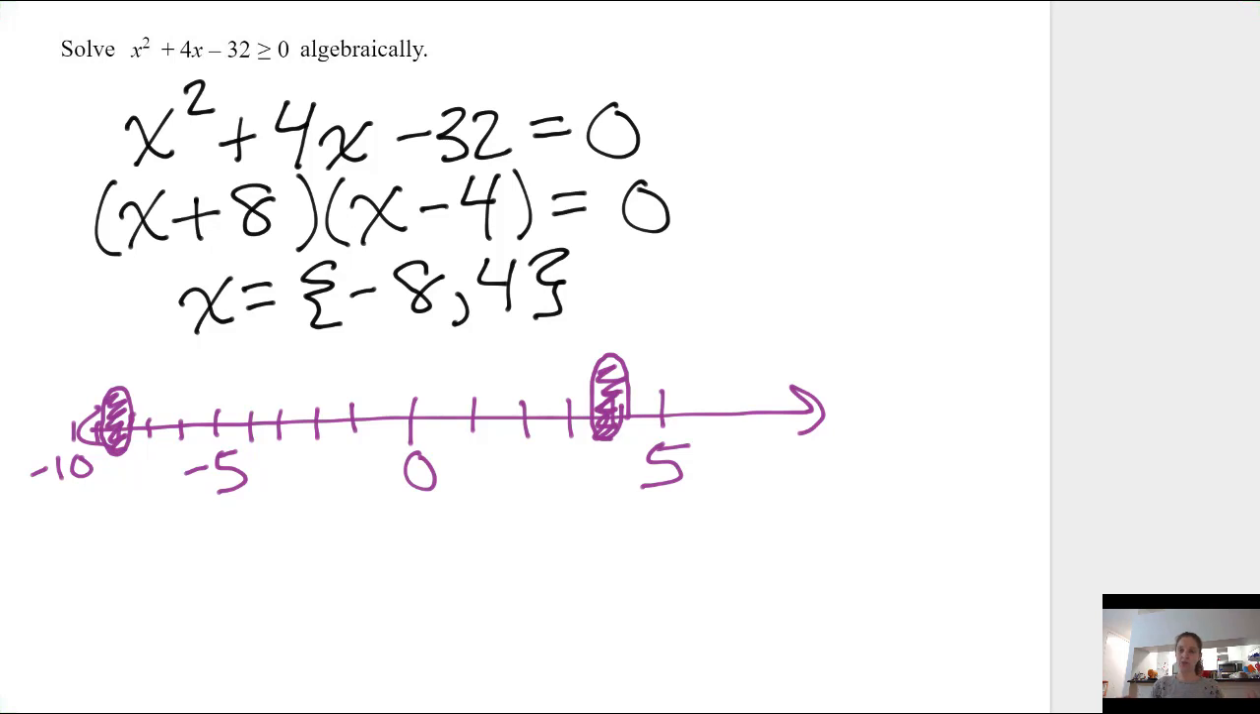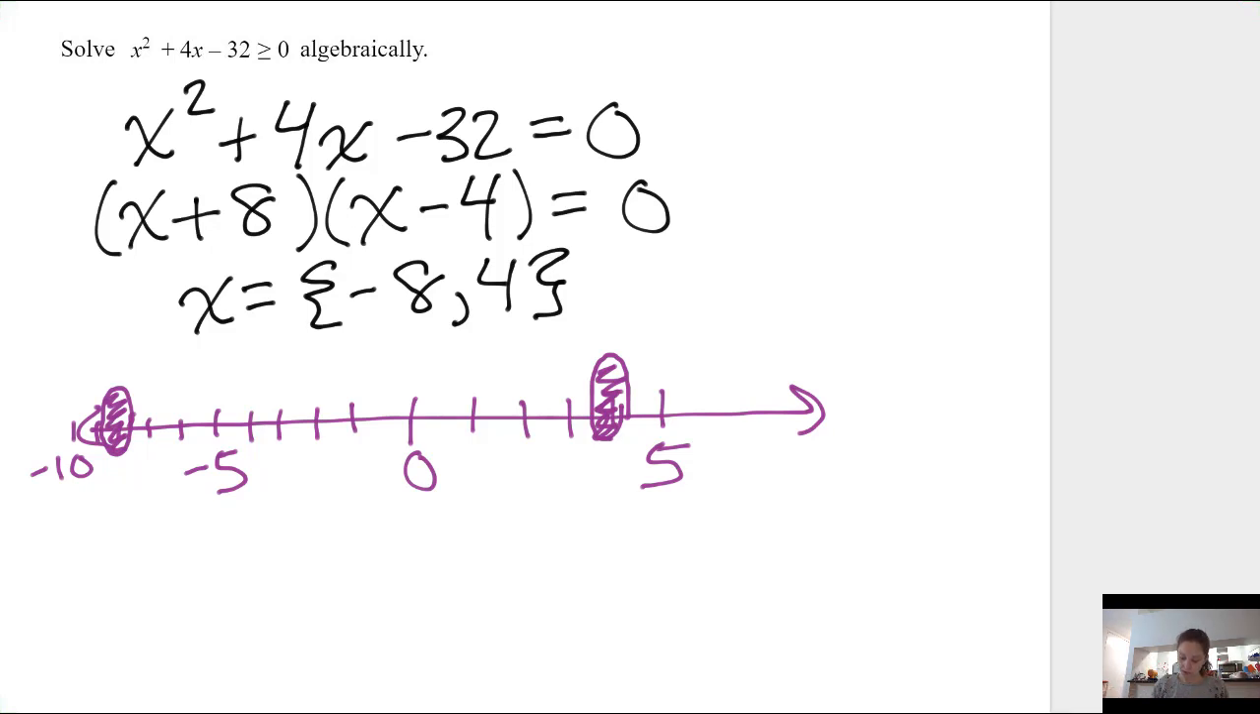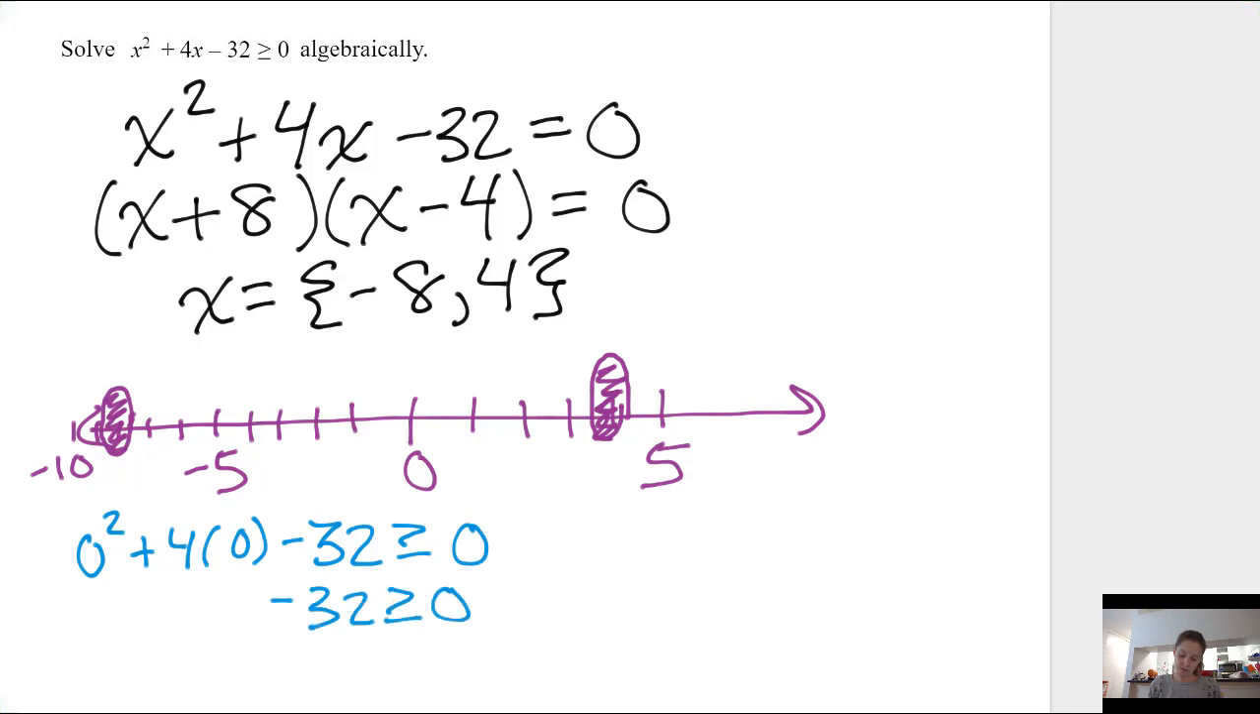Now I'm going to test a point. I love 0, so I'm going to test 0. If 0 is true, I'll know to shade in everywhere between the points, and if 0 is not true, I'll shade the outside parts. So we have 0 squared plus 4 times 0 minus 32, is that greater than or equal to 0? Is -32 greater than or equal to 0? No, this is not true.